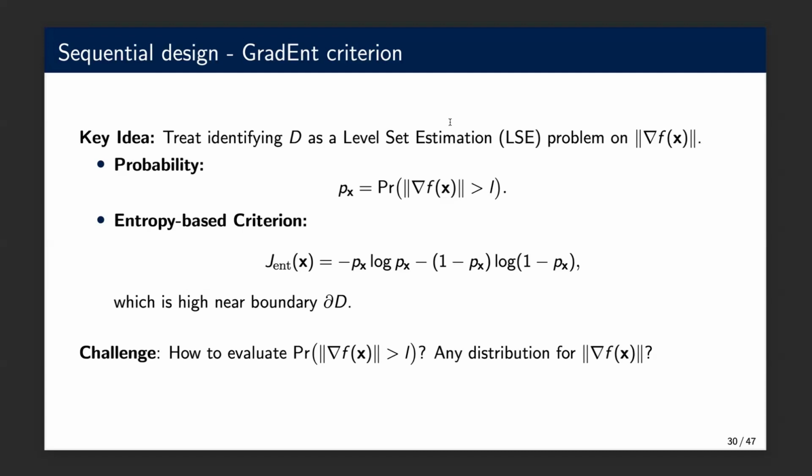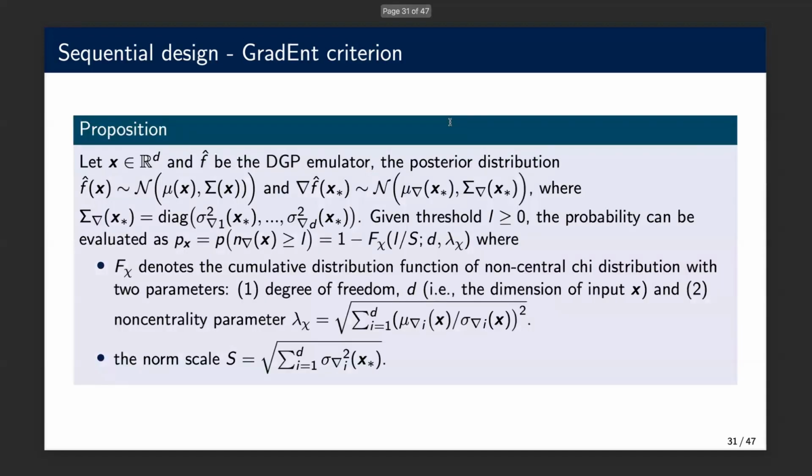Intuitively, we treat this variable as a binary variable, with the likelihood of a Bernoulli. We all know that the entropy is maximized at 0.5, which is the boundary of the region D. The challenge here is how we could evaluate the probability P(x), and whether we could get a distribution for the gradient norm. The answer is yes.